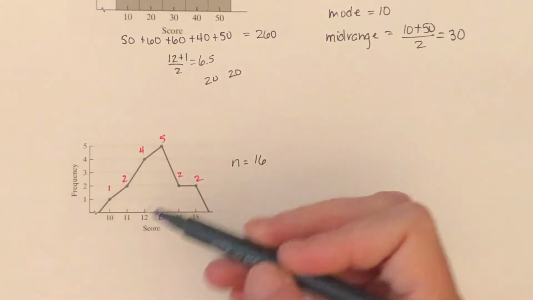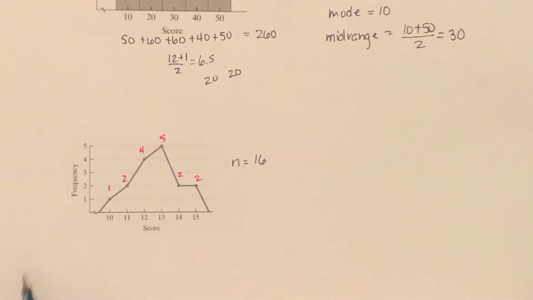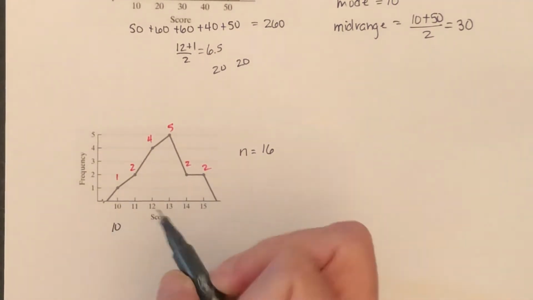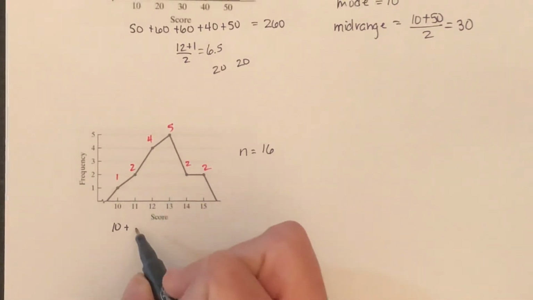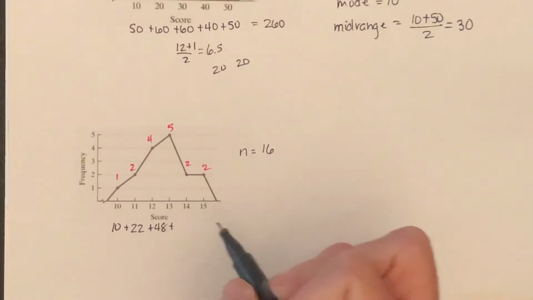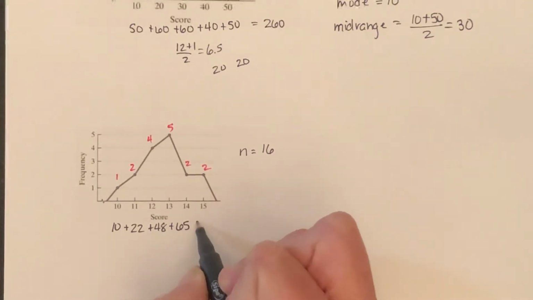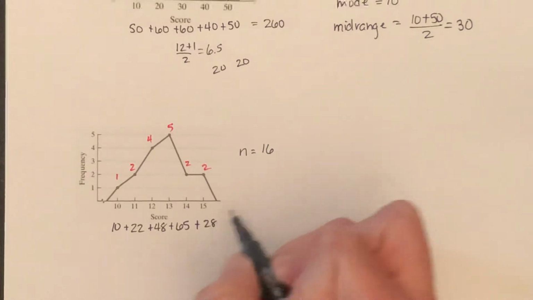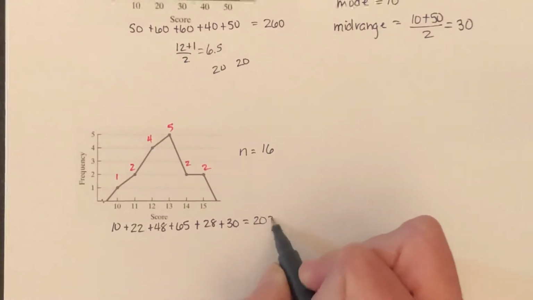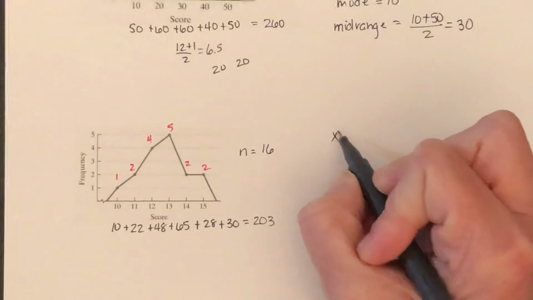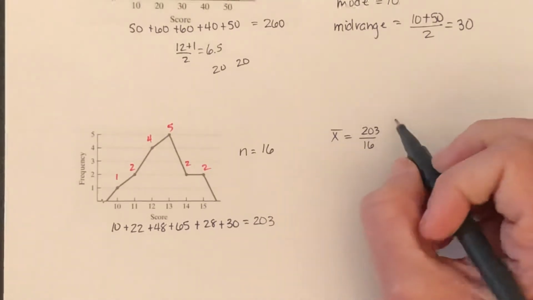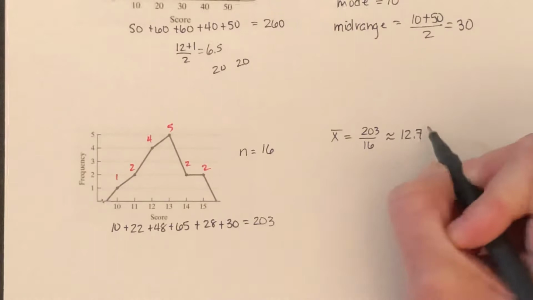Now because this is a frequency representation, we need to do the multiplications. So there's 1 times 10, it's 10, and then I'm going to be adding these together. 2 times 11 is 22, 4 times 12 is 48, 5 times 13 is 65, 14 times 2 is 28, 15 times 2 is 30. You add those up and you get 203. So the mean of this data set will be 203 divided by 16, which is approximately 12.7.